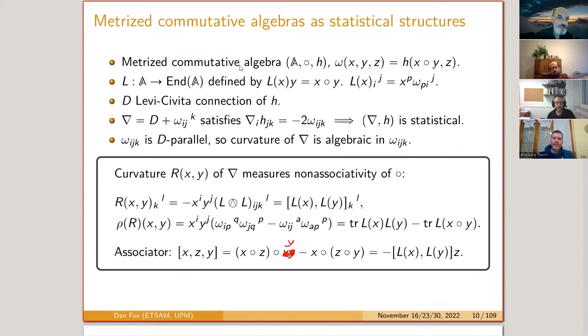Which property does this curvature satisfy? Which property, in what sense? Which symmetries? In general, nothing. I mean, if you don't impose some auxiliary conditions, these algebras can be extremely general. So say a metrized commutative algebra is a very general object. There are a lot of them.